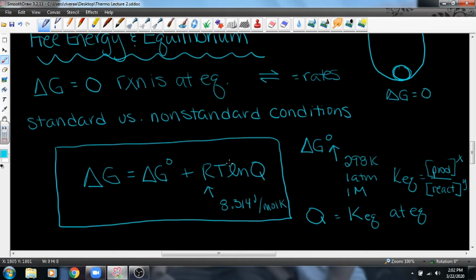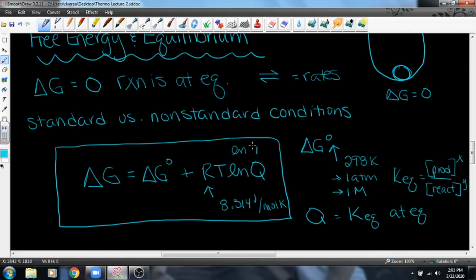T is obviously your temperature in Kelvin, and Q being your equilibrium constant expression, but not necessarily at equilibrium. Now, if we were at equilibrium and at standard conditions, all of these values for concentrations and pressures would all be equal to 1, right? Like if we were at standard conditions, those would be the pressures we would plug in here if we were talking about Kp, and the concentrations we would plug in here if we were talking about Kc. So if all of these values are equal to 1, then Q would be equal to 1, right?